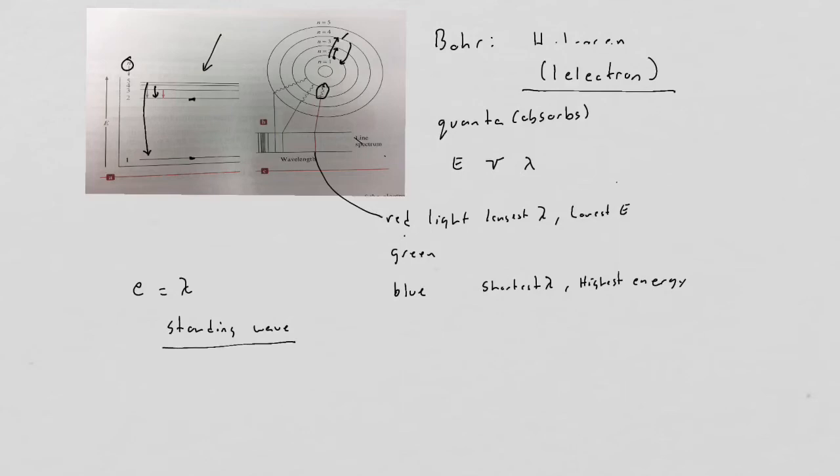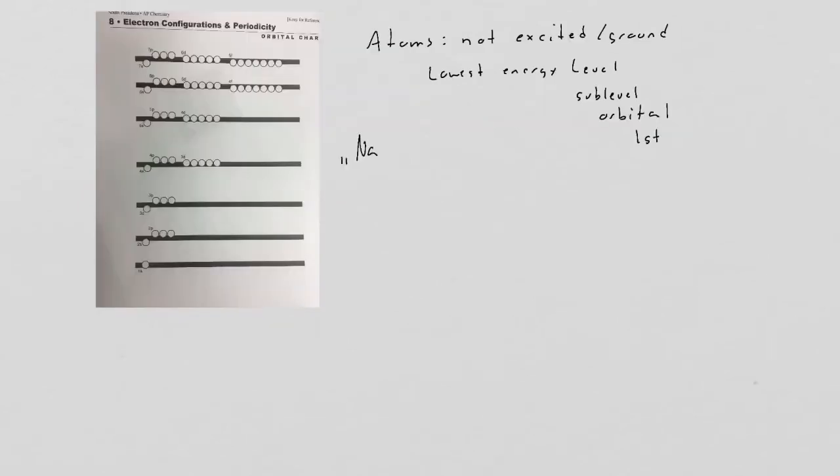But when the electrons are in these energy levels or these orbitals, they do have a specific amount of energy, and they do have a specific frequency and wavelength when they're in those specific energy levels. But let's move on from this and get into what we really need to know, which is electron configurations. Now, the fundamental idea is when an atom is not excited or in ground state, the electrons tend to go into the first energy level first.